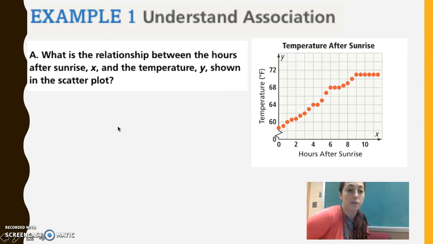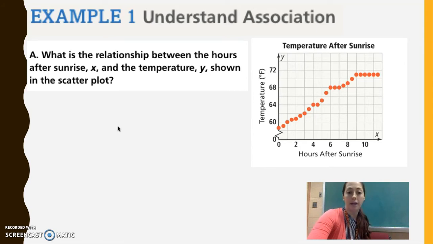Example 1, understand association. Part A, what is the relationship between the hours after sunrise and the temperature as shown in the scatter plot? So let's analyze the scatter plot. We're looking at all those little data points. And we're comparing, the X is the hours after sunrise, and the Y is temperature. It looks like we're starting somewhere around 58 and going up to somewhere around 71, 72, a little less.